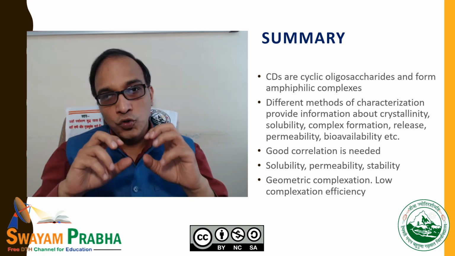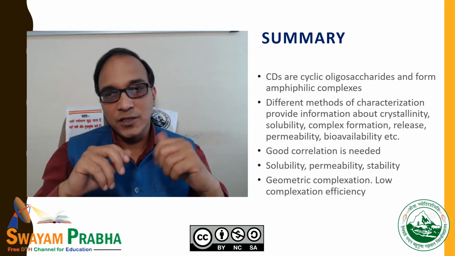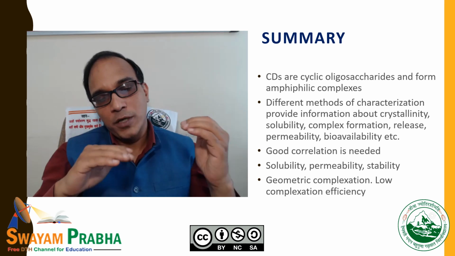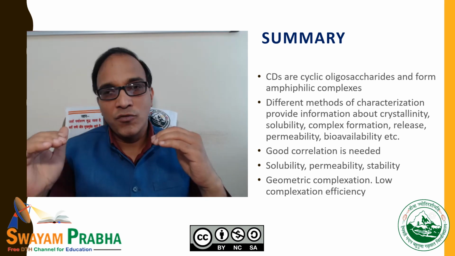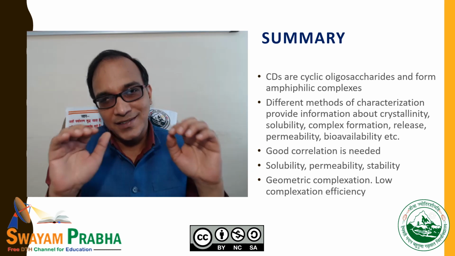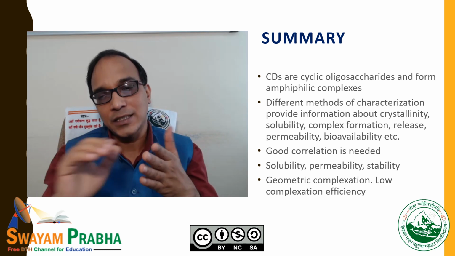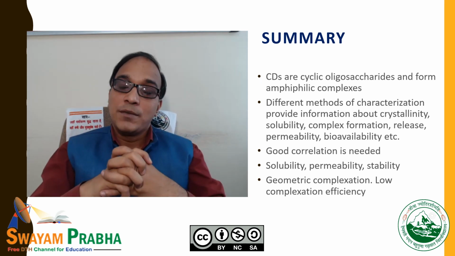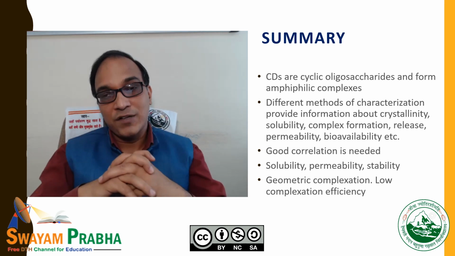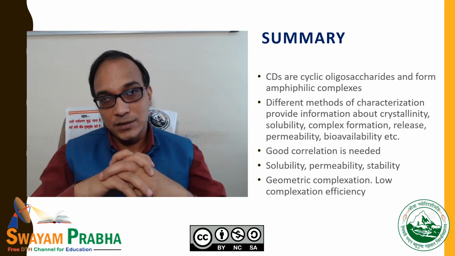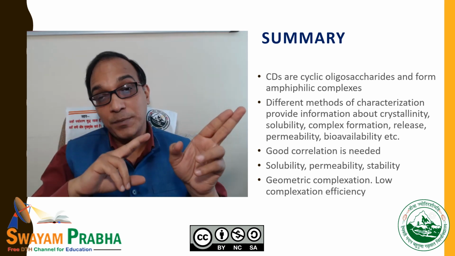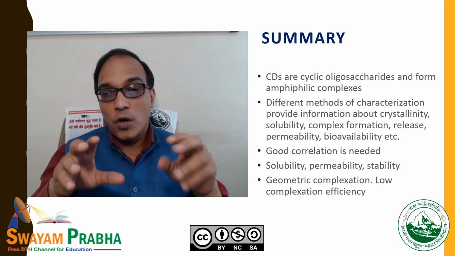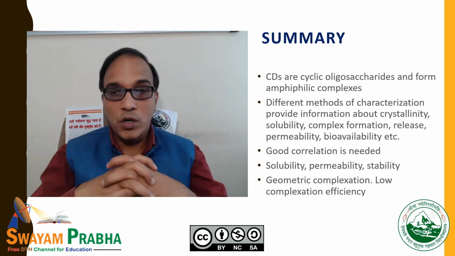So good correlation is needed between the characterization parameters. Your data, results and inferences must be correlated with each other: the solubility, XRPD, DSC, in vitro release. These results must be in good tune with each other. The solubility, permeability and stability are improved. Remember, it is a geometric complexation, whereas it is a functional complexation in lipid complexes. The geometry doesn't play a role in lipid complexation, but here it does. But the basic problem is low complexation efficiency. You require more of the cyclodextrins.